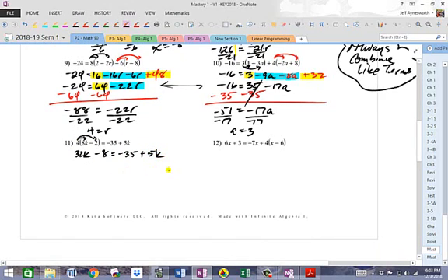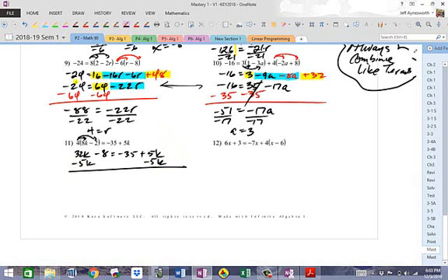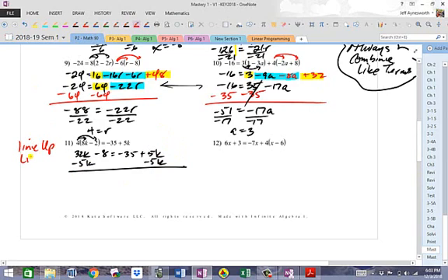All right, let's gather up the like terms here. So let's subtract 5k and gather up the k's. Notice that I line up like terms here. So let me write that down. You got to always line up like terms. Why? You can only add like terms. So line up like terms.